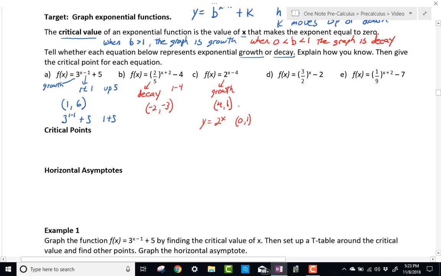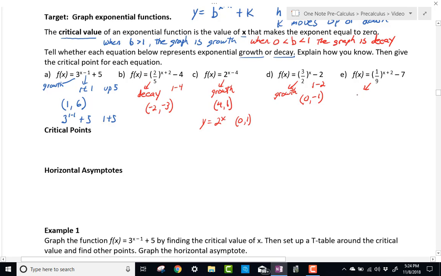Okay? Next one, I see a fraction, so I'm thinking decay. But then I look closer at the fraction, and that fraction is bigger than 1, so I know that this is growth. How do I make this exponent equal to 0? The only value that's going to make x equal to 0 is 0. So this graph has no left or right shift. I plug in 0 for the exponent, I get 3/2 to the 0 power, which is 1, and 1 take away 2 is -1.